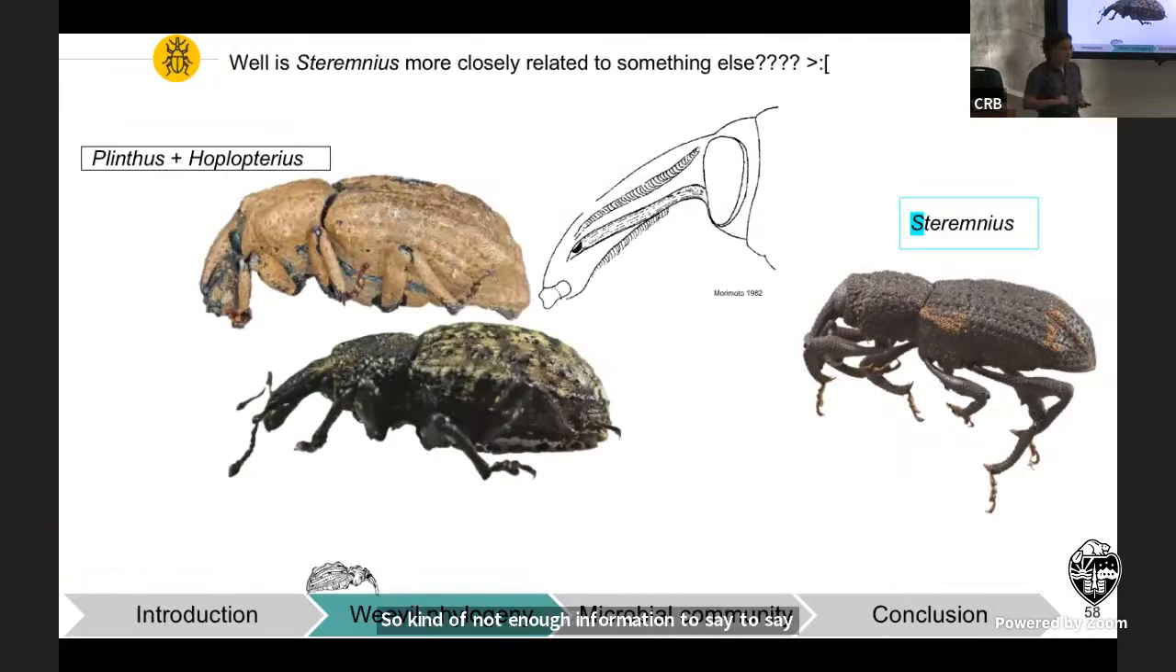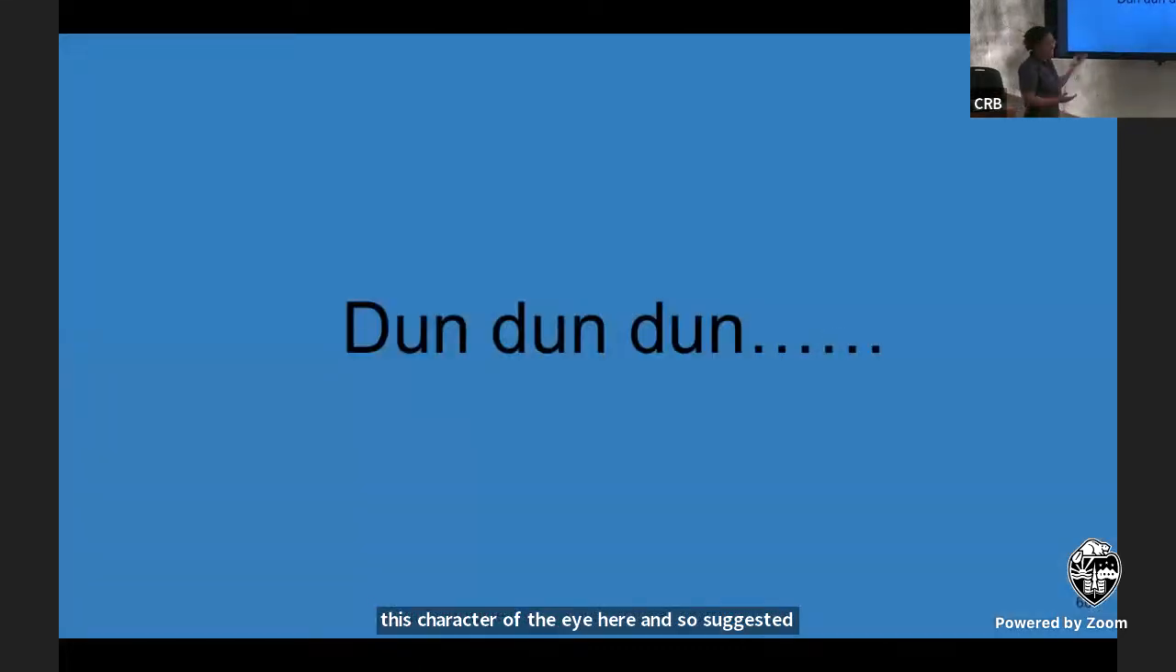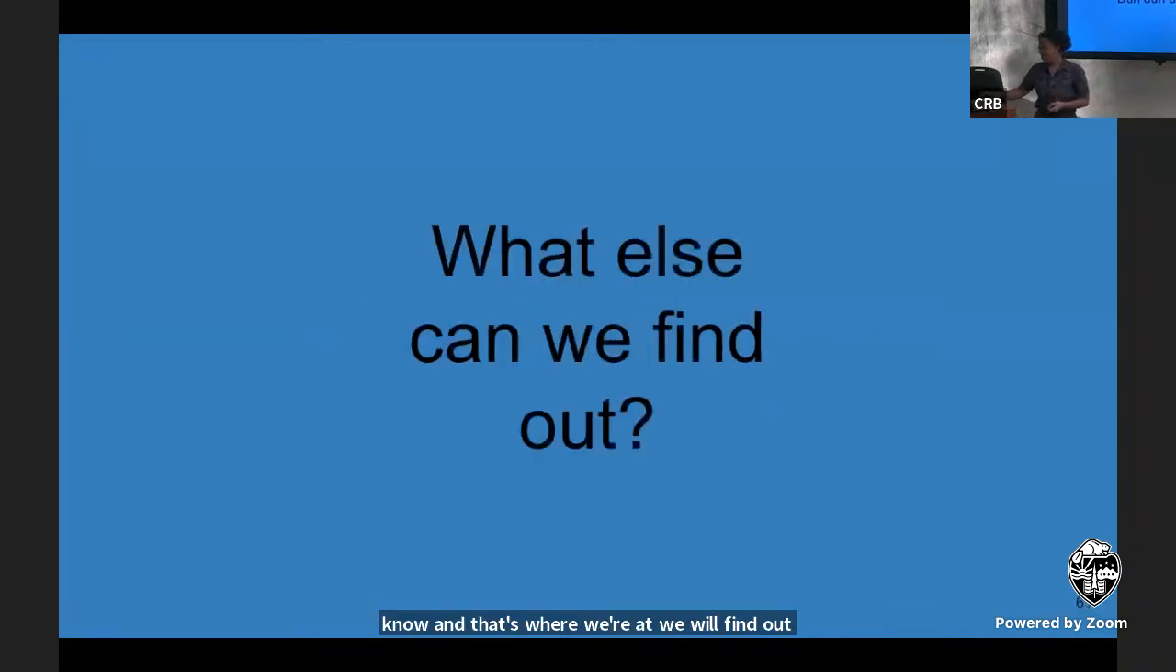But looking at morphological characters, there is one shared derived trait that Plinthus, Hoploptridius, and Stremnius do seem to all share. And it's just kind of this character of the eye here. And so maybe that's suggestive? I don't know. And that's where we're at with weevil phylogeny. That's the things that I found out with weevil phylogeny.